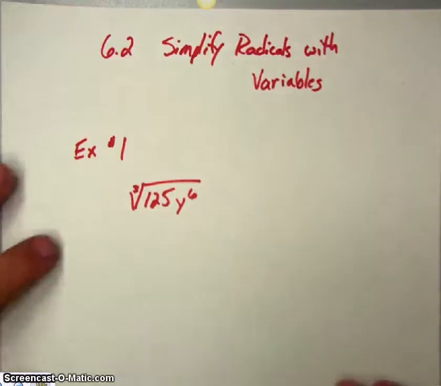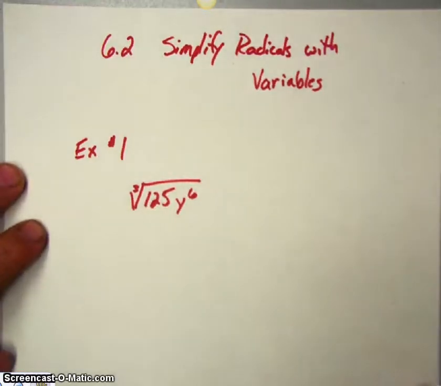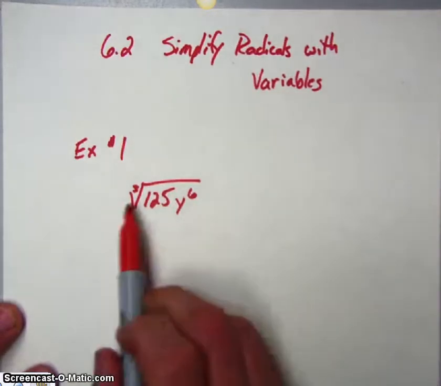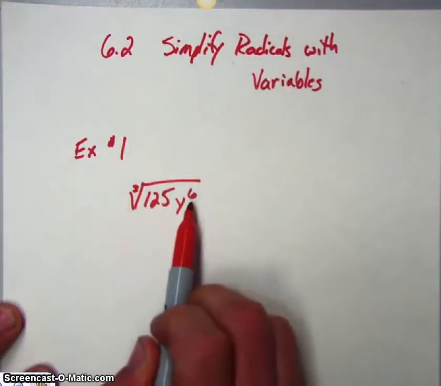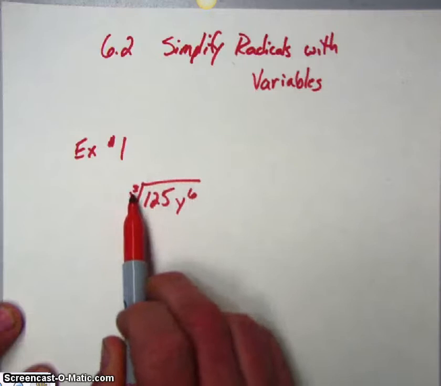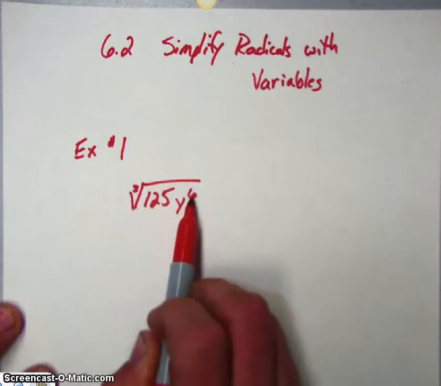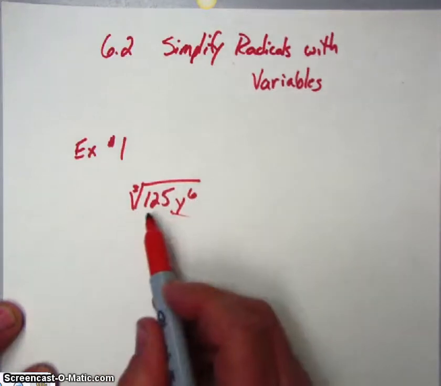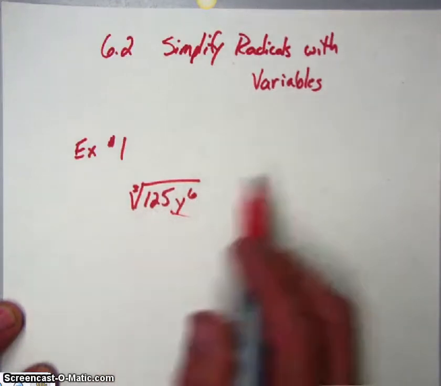Alright, in 6.2 we're going to be simplifying radicals with variables. A couple things to keep in mind. When you're simplifying a radical with a variable inside, you take the index and you divide it into the power. For the coefficients, you have to ask yourself what times itself 3 times would give me that number.